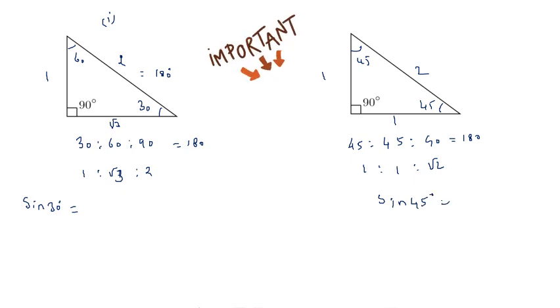Now in this case, similar to the one here, sine is opposite side by hypotenuse, that is 1 by root 2. In the previous case, for sine of 30, the opposite side is 1 and the hypotenuse is 2. So this is the concept; if you remember this, you can understand. You just have to remember these 2 points: for 30 60 90, the ratio is 1 is to root 3 is to 2, and for 45 45 90, it is 1 is to 1 is to root 2.